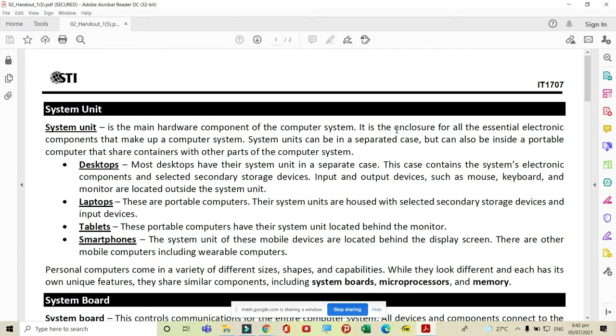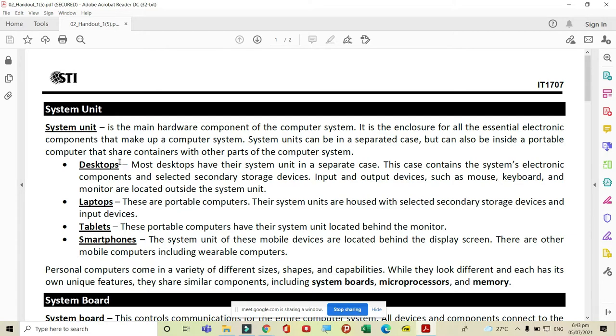The second type is the built-in. This means it is enclosed together with other components, like a laptop. A laptop has a system unit, but it is underneath, embedded in the laptop. To make it clear, desktops, laptops, tablets, and smartphones have system units. The only difference is where it is placed, how it is placed, and how big it is. Usually those two categories are the usual difference: how big and where it is placed.